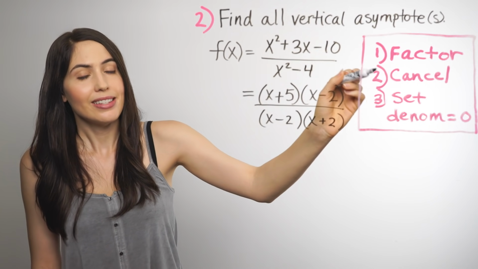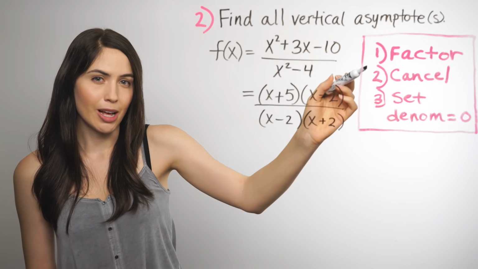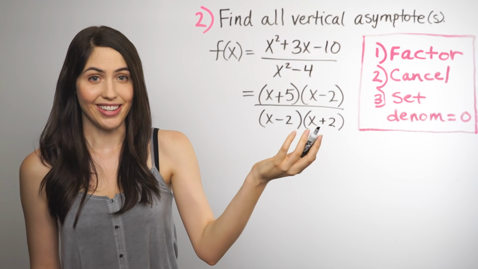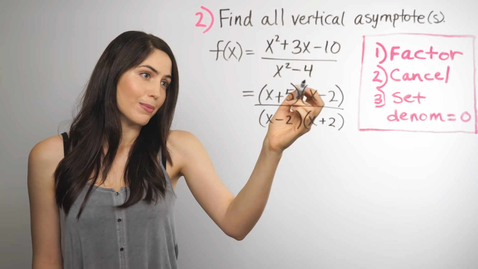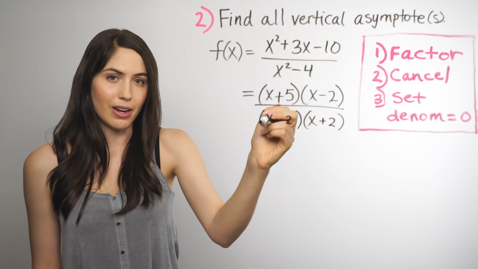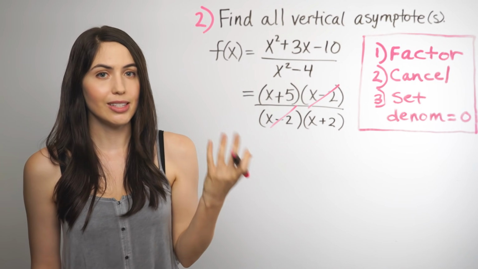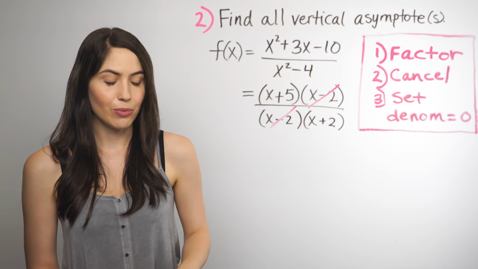Second step is see if there's anything the same on top and bottom that you can just get rid of, just cancel. Here, there is. The x minus 2 is on top and bottom, so we can get rid of it. Simplify by canceling it out and write what's left.